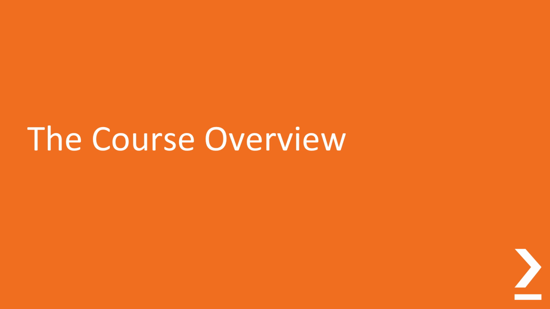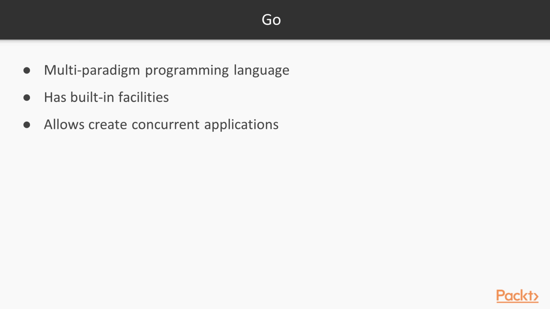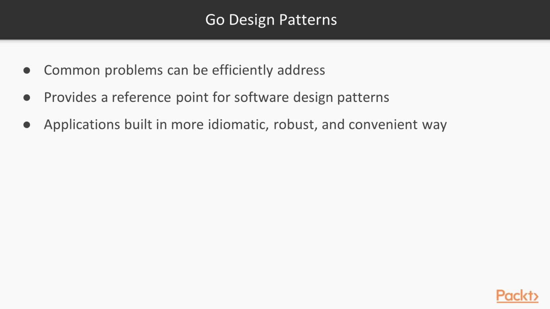Now let's look at our course. Cool, so now let's talk about Go. Go is a multi-paradigm programming language that has built-in facilities to create concurrent applications. Design patterns allow developers to efficiently address common problems faced while developing applications. Go design patterns will provide you with a reference point for software design patterns and help to build applications in a more idiomatic, robust, and convenient way in Go.